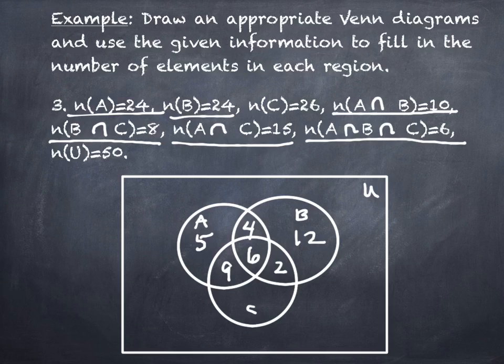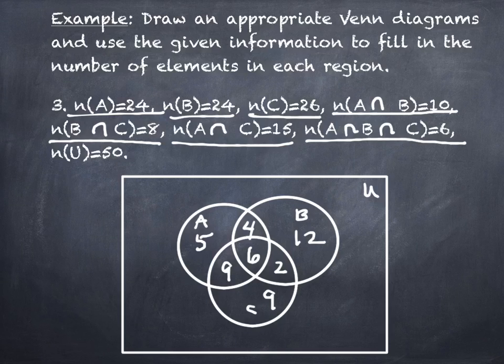Excellent. And the last piece of the individual circles is the number of items in circle C down here, and it's supposed to be 26. I have 9 plus 6 plus 2 is 17. How many are missing to get on here? 9. Good. All right, but I'm not done.